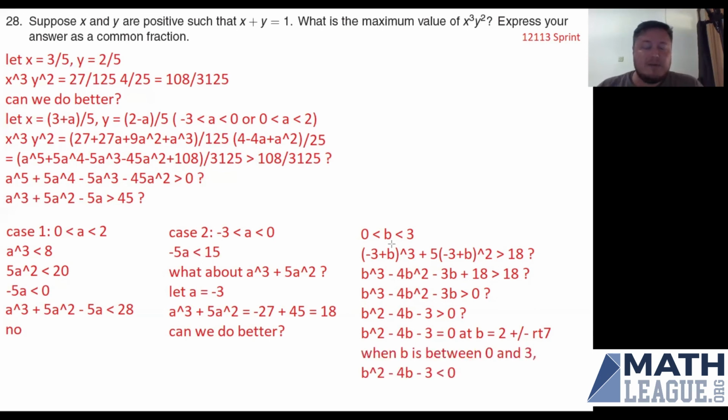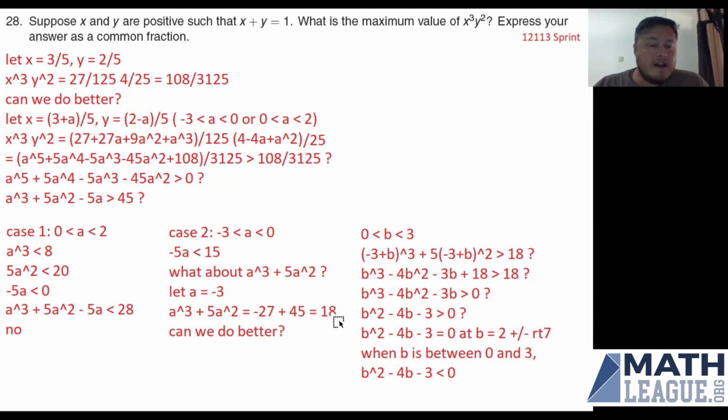All right, so when b is between 0 and 3, b squared minus 4b minus 3 has to be less than 0. So we were asking ourselves, though, can b squared minus 4b minus 3 be greater than 0? And of course, the answer is no. So that answers this question. Can we do better than 18 by adding, instead of plugging a -3 into this, can we add something onto it and do better? No, we can't. 18 is the upper bound for what we can get from a cubed plus 5a squared within the range of a from -3 to 0.